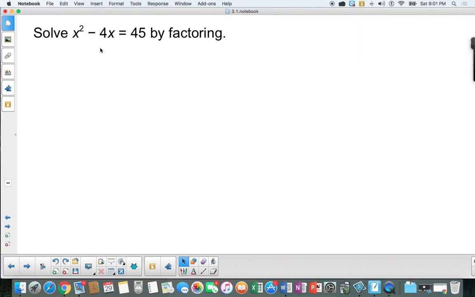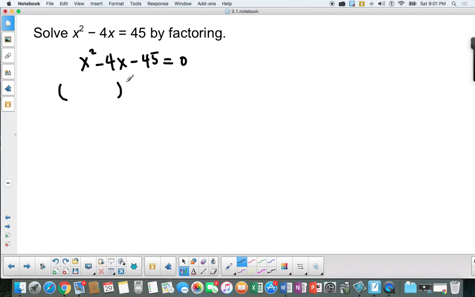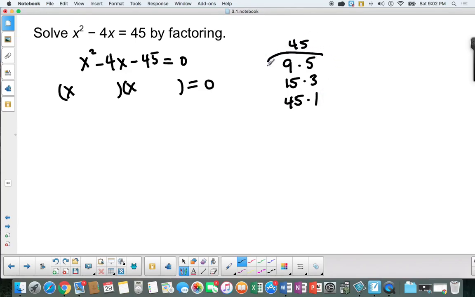The first step is to get everything to one side. So I'm going to write x squared minus 4x minus 45 is equal to 0. And then I'm going to factor it. I'm going to split up the x, and then I'm going to split up the 45. Now remember, 45 can be written as 9 times 5, or 15 times 3, or 45 times 1. And our best bet is to use the numbers 9 and 5.